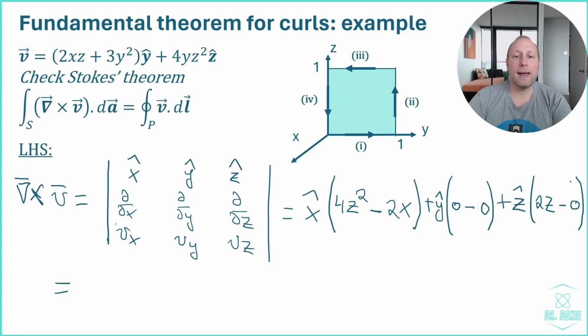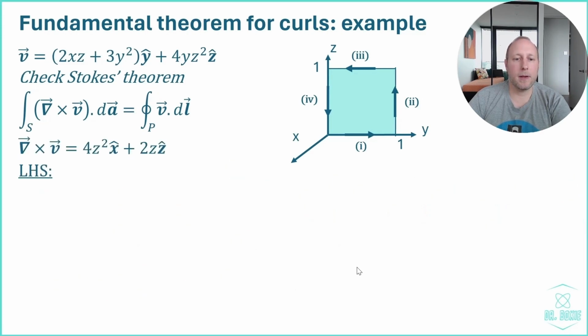And notice that x all along this curve and all along this surface has a value of 0. In other words, we can plug in 0 for x, and we're left with the curl of V equal to 4z squared times x hat plus 2z times z hat. And we now want to calculate the surface integral of this curl. So here is the curl. And what is the surface integral? What is the surface we're considering?